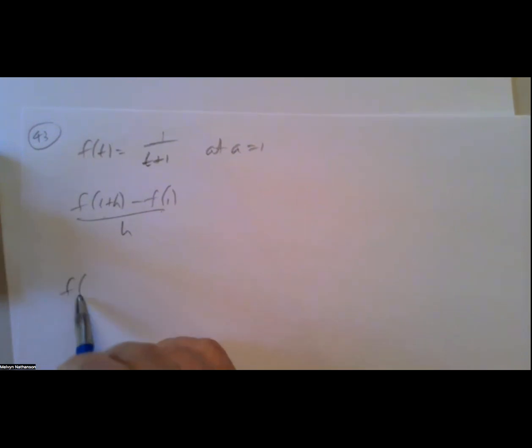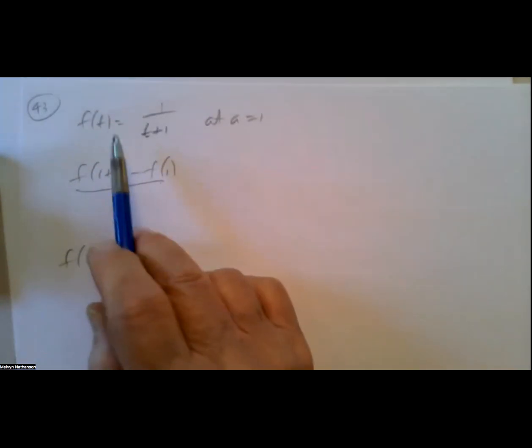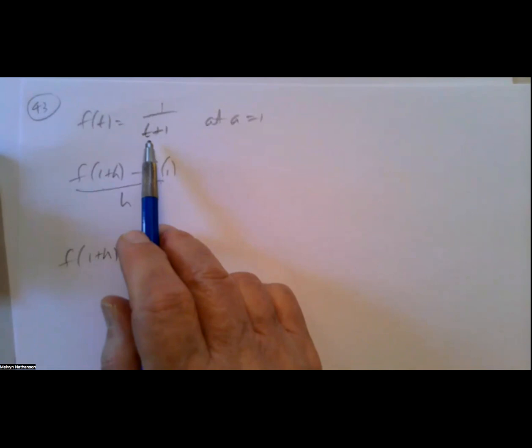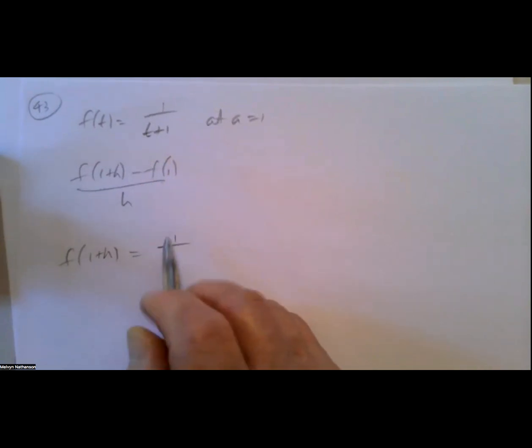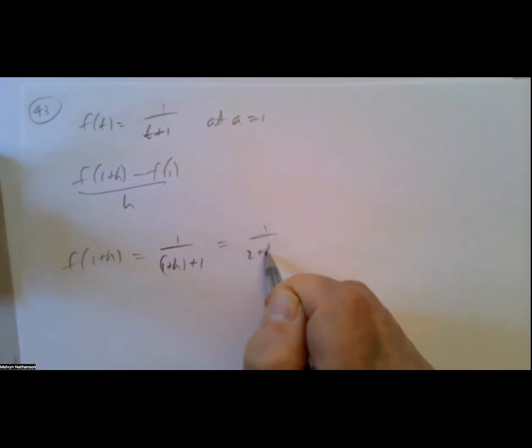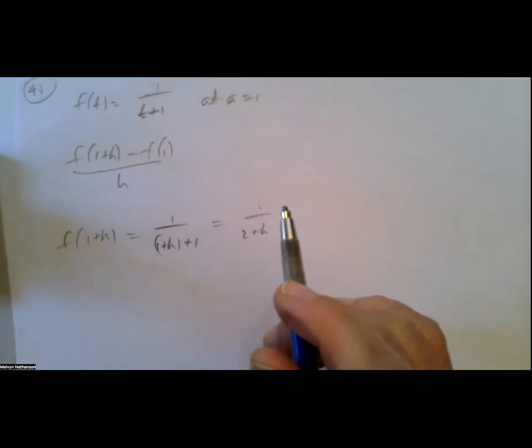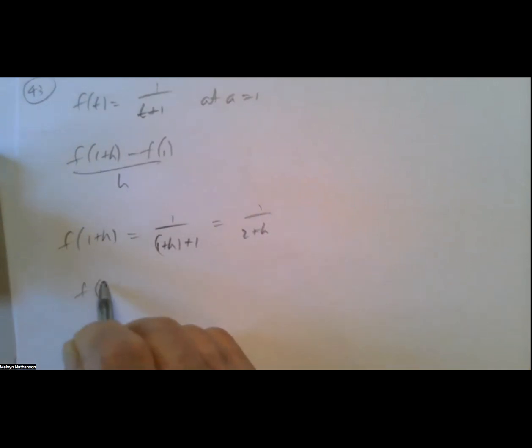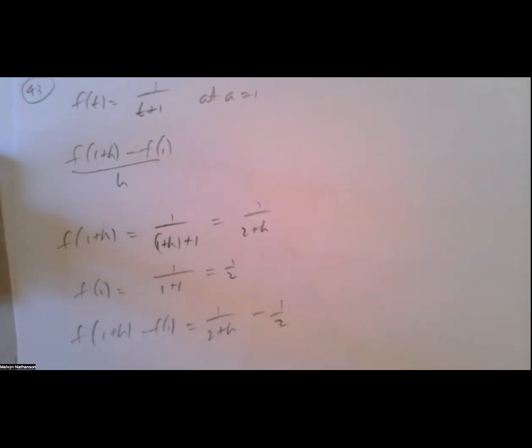So f of 1 plus h, my function is 1 over t plus 1. So when t is equal to 1 plus h, this is 1 over 1 plus h plus 1, which is 1 over 2 plus h. And f of 1 is 1 over 1 plus 1, which is a half. And f of 1 plus h minus f of 1 then is 1 over 2 plus h minus 1/2.